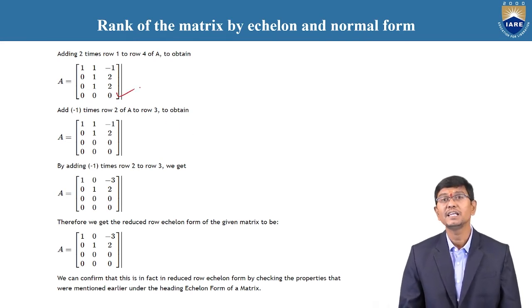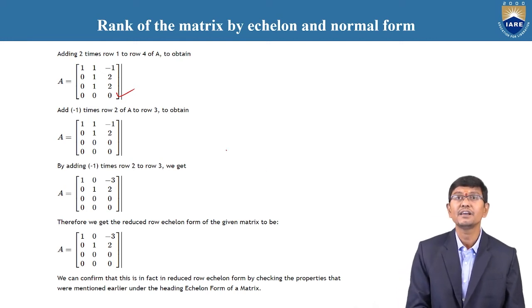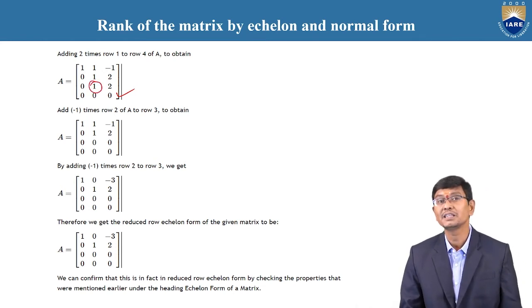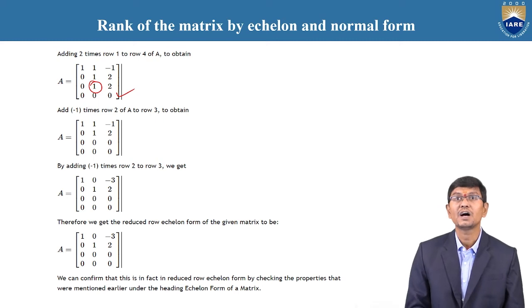Therefore, once again, when we observe the last row, it is 0, but the matrix does not clearly satisfy the echelon form, because here we need to reduce the 1 and also change it to 0. That is with the help of R3 minus 2, R1, R2.